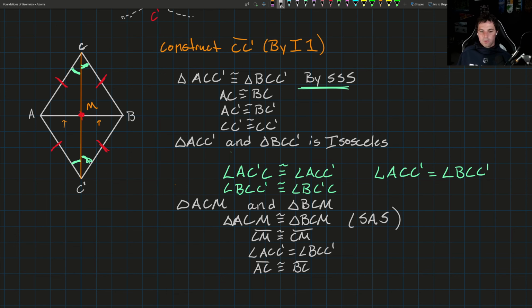Now, because those two triangles are congruent, their corresponding sides are congruent. Specifically, AM is congruent to BM. And then we have a segment bisector. Okay, so that proves proposition 8.